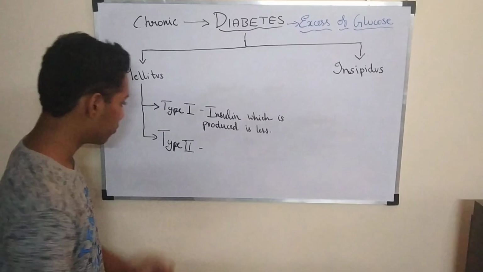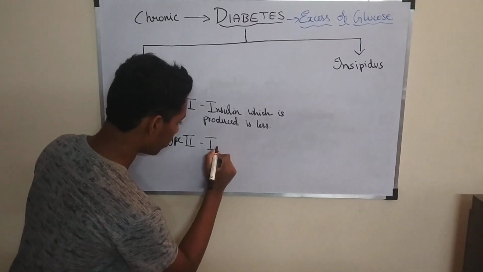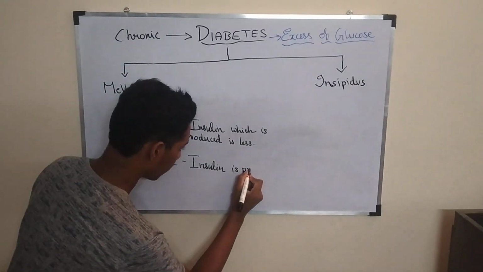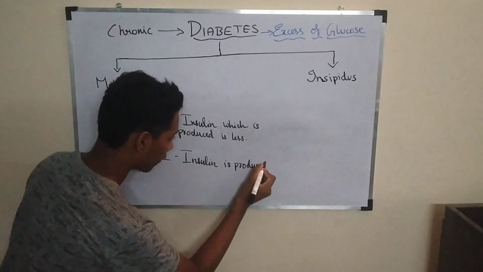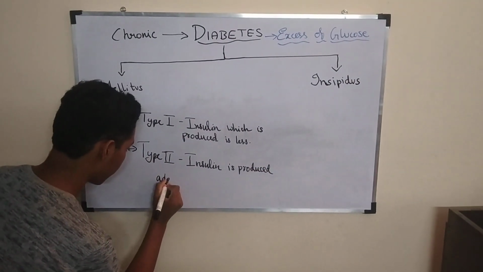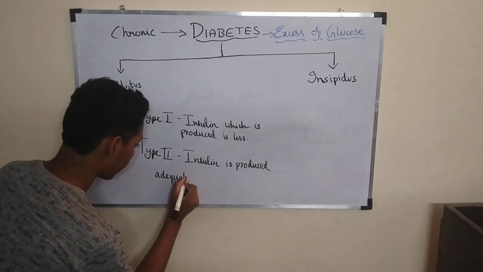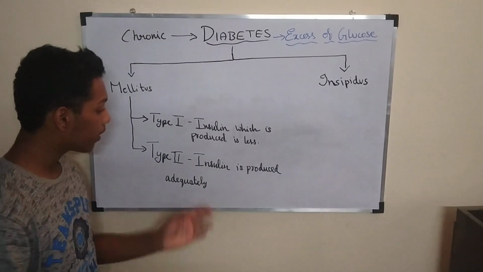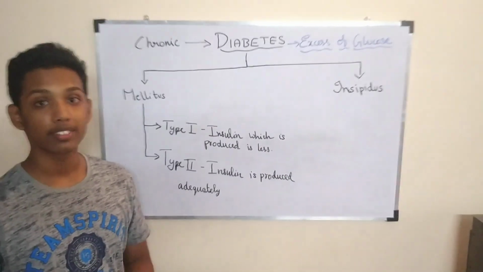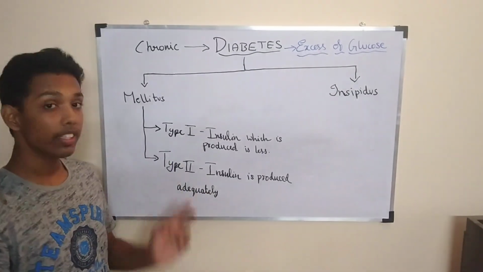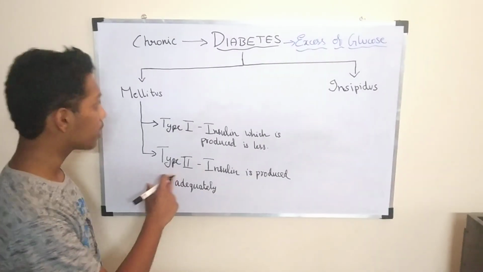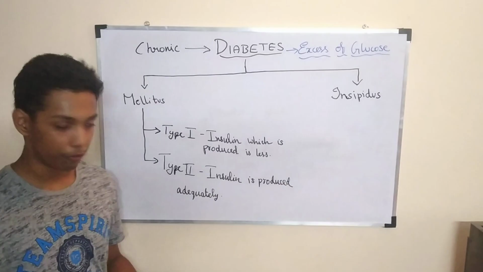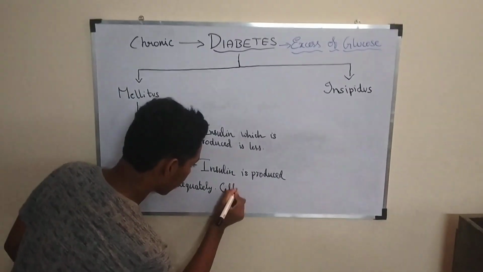Now let's discuss type 2. In type 2, insulin is produced adequately. Now you would think, if insulin is produced adequately, then how do type 2 people get affected by diabetes? Let me tell you. Insulin is produced adequately, that is for sure, but cells do not respond.